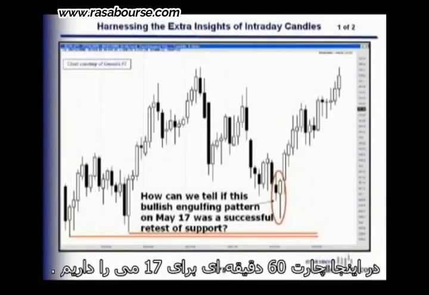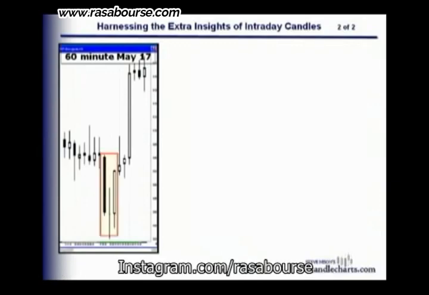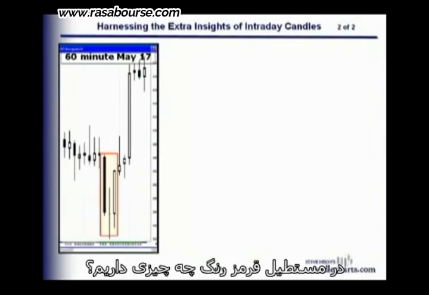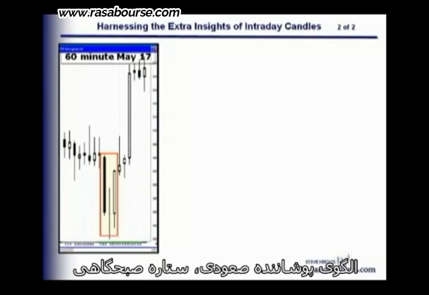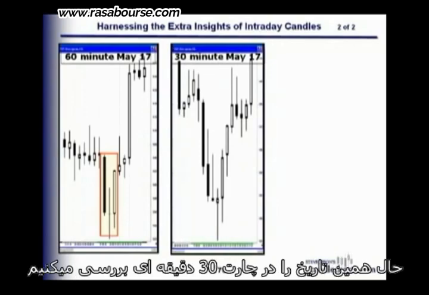Important confirmation. So here's May 17th. This is a 60-minute candlestick chart on May 17th. What do we have in the red square? A bearish and a bullish engulfing pattern, a morning star. Same thing, same date on May 17th on the 30-minute.